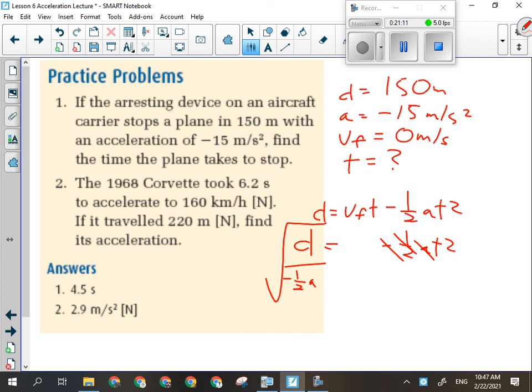Like taking the square root of a negative number. Okay? I can't do that. Right? So I have to make sure I get my signs correct. If your calculator says that you're crazy, you probably just forgot a negative sign somewhere.